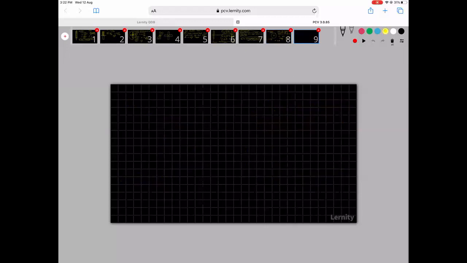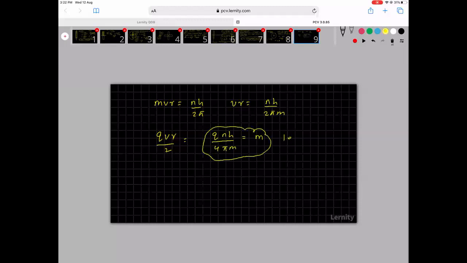Now we know that mvr is equal to nh by 2 pi. So from there I can say vr is equal to nh by 2 pi m. So QVR by 2 will become equal to Qnh by 4 pi m. And this is the magnetic moment associated with one electron. Okay, so this is a very important board question, comes quite frequently. What is the magnetic moment associated with an electron?